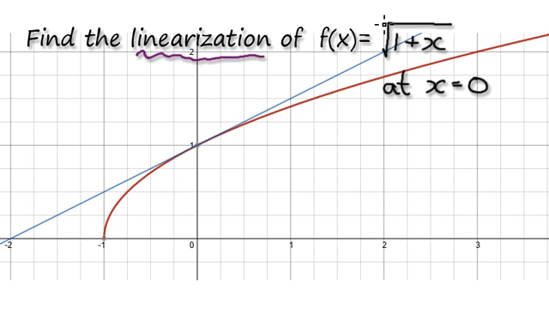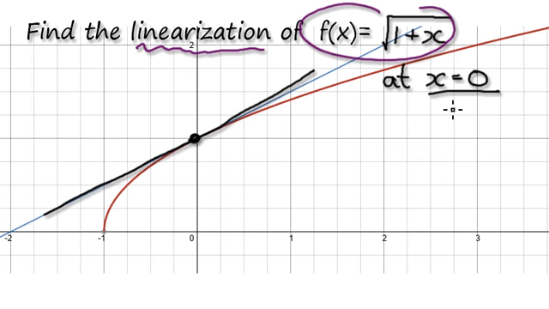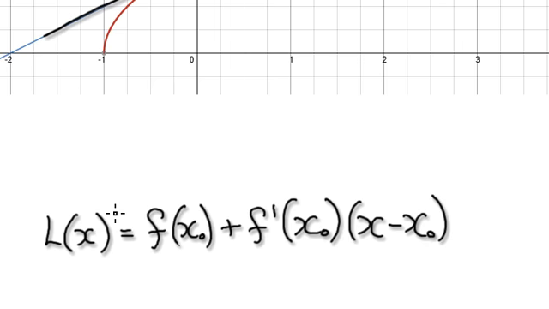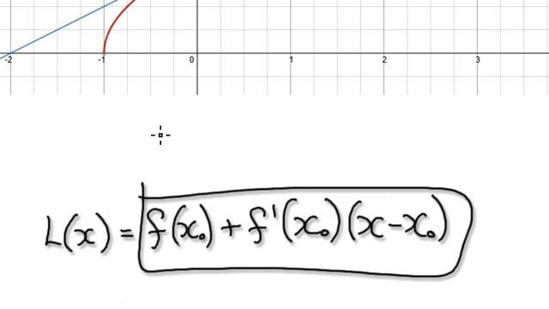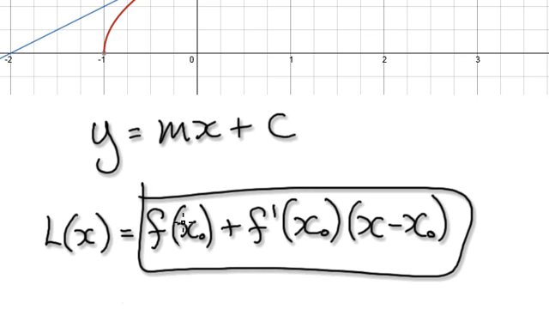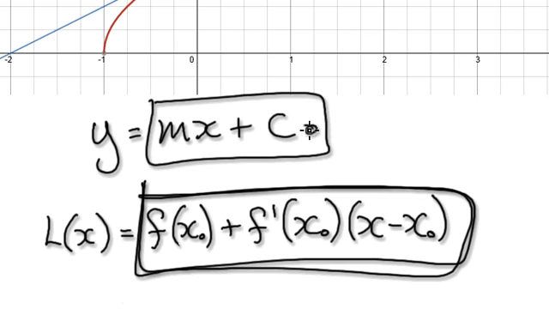Asking you to find the linearization of the red line is really me asking you to find the equation of this tangent line at x equals 0. As a clue, the equation of that linearization line is given by this, and this is really in a way similar to mx plus c. So this is really like mx plus c, but in disguise. These two are pretty much the same.